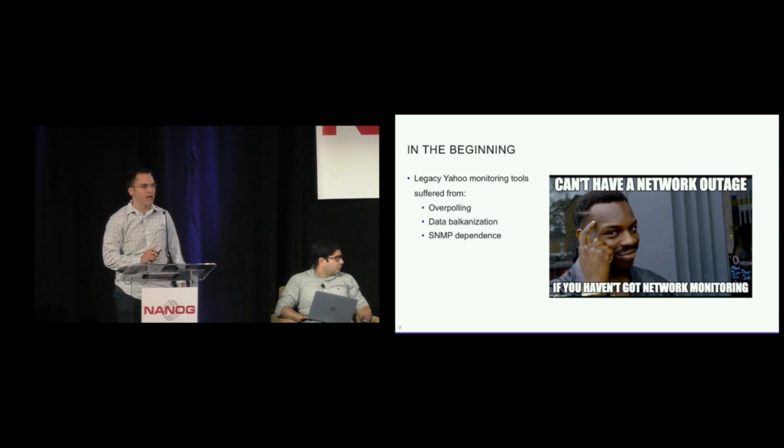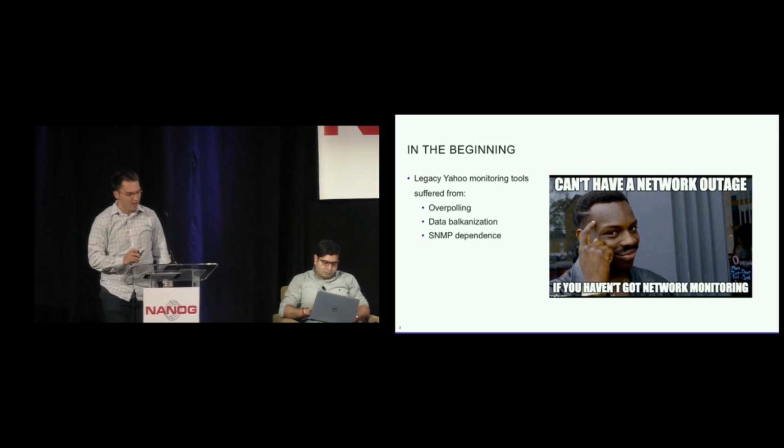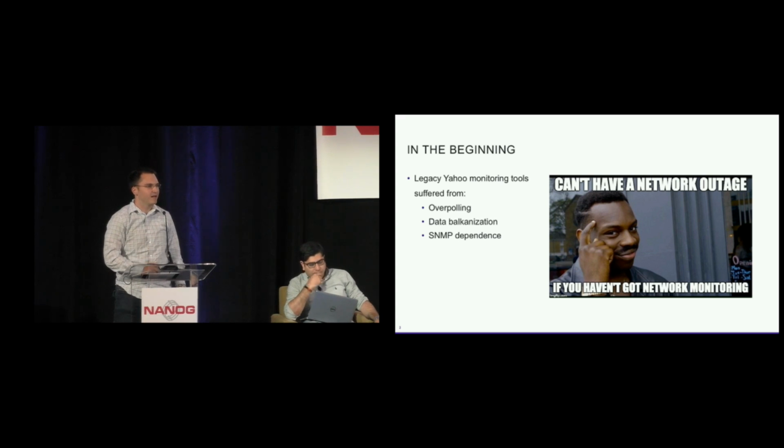One of the biggest issues we had was overpolling. Overpolling is when you have two different monitoring systems that query a device for the exact same data. Naturally, this taxes that device's control plane for no reason. The second problem we had was with data accessibility. We couldn't easily correlate data that existed in multiple different systems. And lastly, all of our legacy tools were dependent on SNMP.